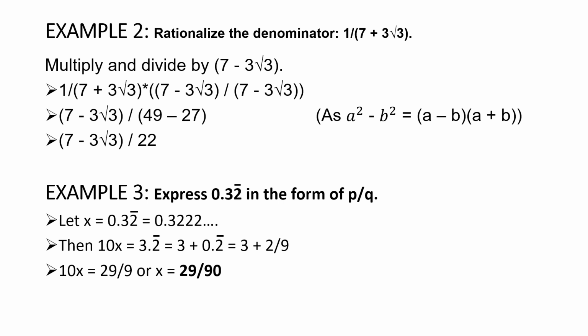Third example, express 0.3 and 2 bar in the form of p by q. So suppose if you are considering x as 0.3, 2 bar, it is 0.3, 2, 2, 2, 2, so on. Since it is the bar for only one digit, multiply by 10. So 10x would be how much? 10x would be 3.2 bar. So that is 3 plus 0.2 bar. Just now we have seen that 0.2 bar we can write as 2 upon 9. So 10x would be equal to 29 upon 9, or x would be equal to 29 upon 90.